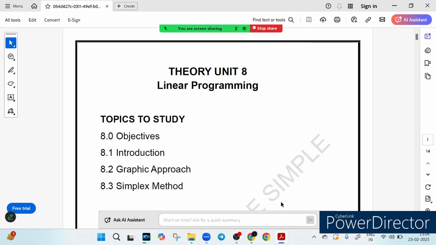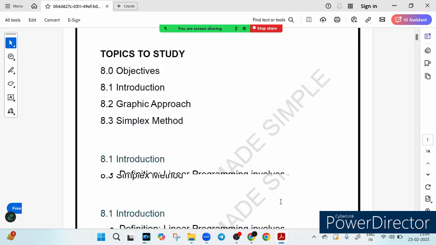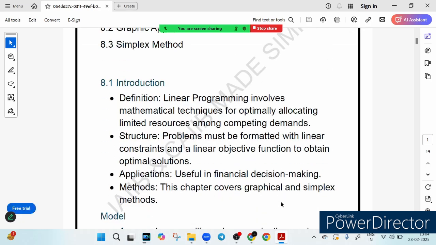The topic name, the chapter name, is linear programming, and in this chapter we are going to see three important things. The first thing is introduction, the second thing is graphical approach, and the third thing is called the simplex method. So let's start with the introduction part first.